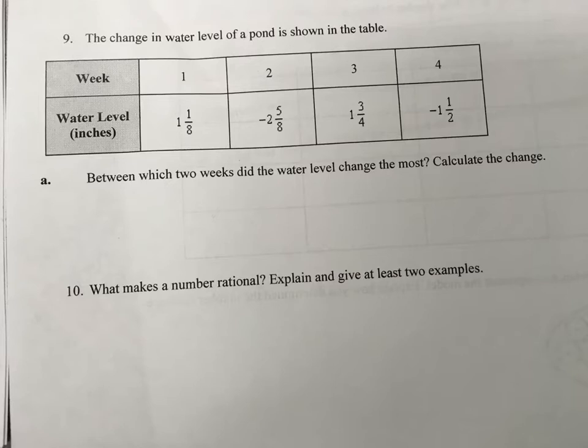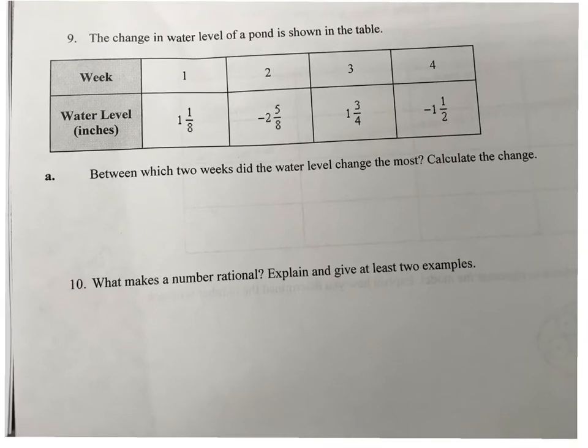Okay, number 9. The change in water level of a pond is shown below. The question is, between which 2 weeks did the water level change the most? So we kind of have to look for each week. Week 1 to week 2. So remember when you go from a positive to a negative, you have to take the absolute value. So that would give me 2, so we would have 3 and 6/8 would be week 1 and week 2.